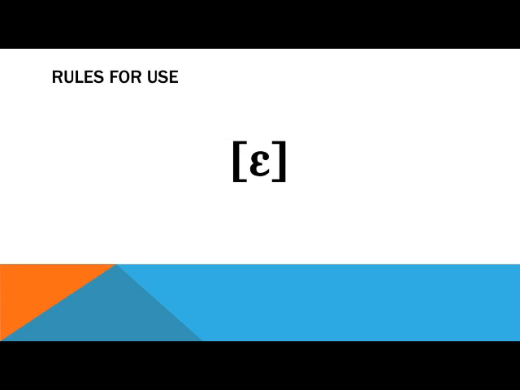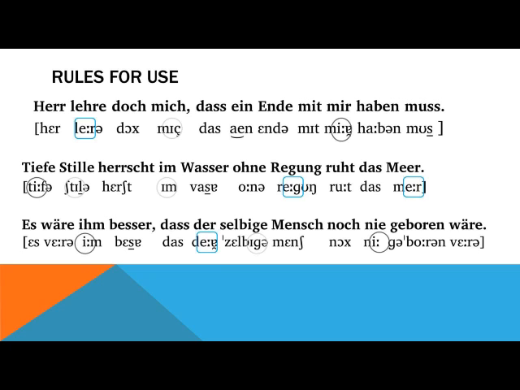Next up, we're going to be looking for the open e sound, the open and short sound. So again, take a moment and check it out. And we have quite a few. So even on the first line, Herr, Ende. On the second line, herrscht. And the third line, es, besser, selbiger Mensch.